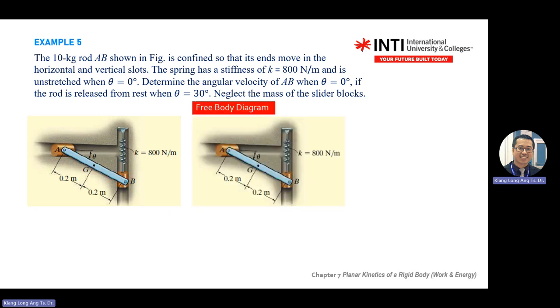Okay, very quick, you show the free body diagram. W, datum. So there's a datum there. So this is a triangle. Length is 0.4, you have theta. So here, the opposite over the hypotenuse is sine. So we want to find S1 equal to 0.4 sine theta. Okay.